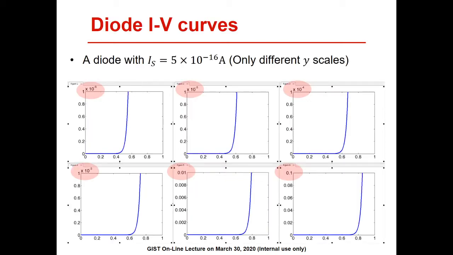We have 6 different IV curves of a single diode with I sub s equal to 5 times 10 to the minus 16 ampere. 6 different curves are drawn with different maximum values of the diode current. All of them look quite similar. In other words, in any linear scale, the diode IV curve always shows a sudden increase from almost negligible current to a large enough value. The slope is quite steep.